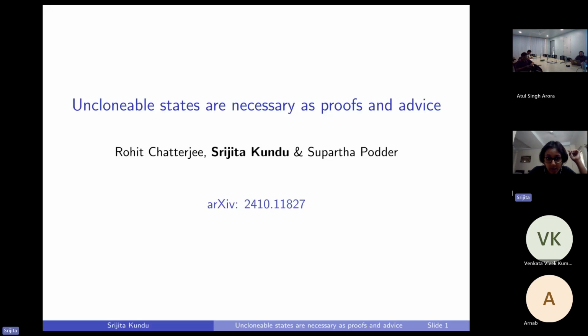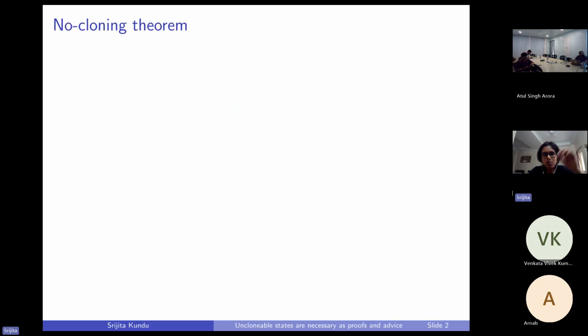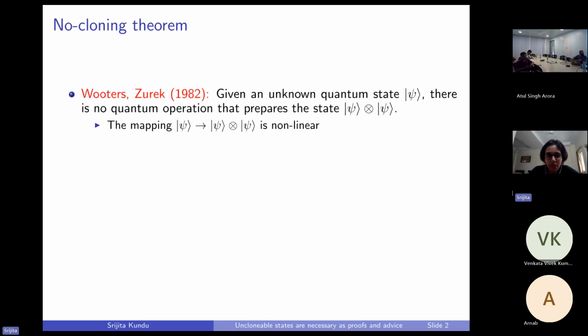Okay, let's start. The no-cloning theorem is one of the most well-known features of quantum mechanics. It was discovered by Wootters and Zurek in 1982, or explicitly written down by them at least. It says that given an unknown quantum state, there is no quantum operation that takes the state to two copies of it. This is just because the mapping from psi to psi tensor psi is nonlinear.